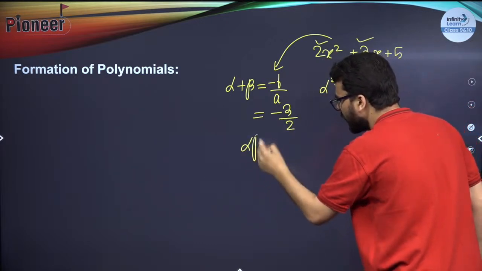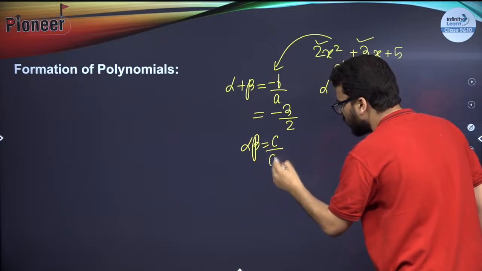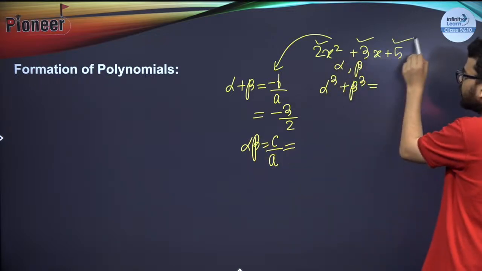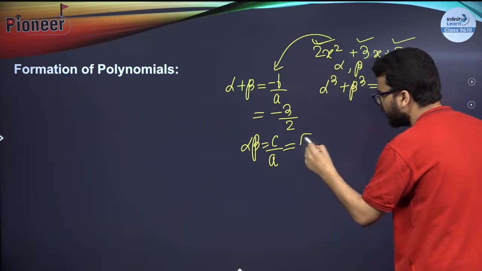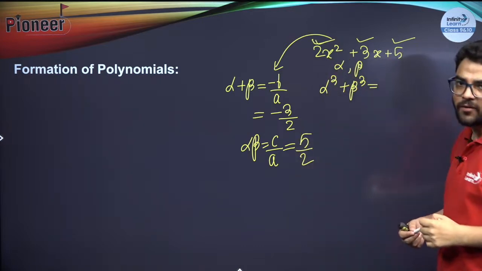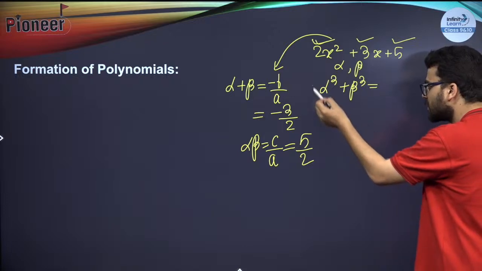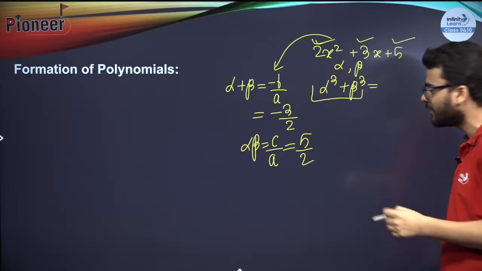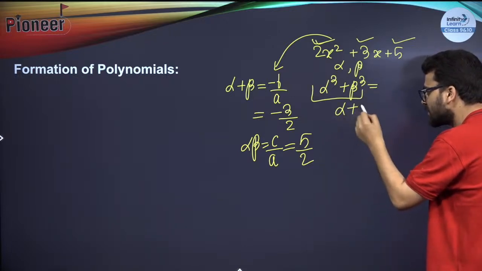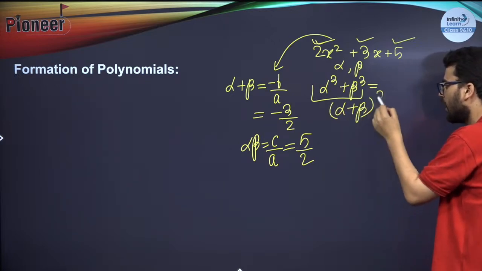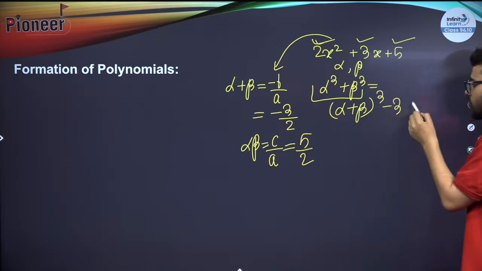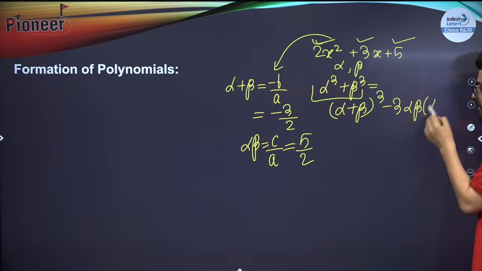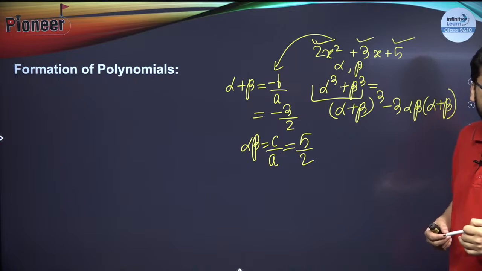And alpha beta over here is equal to c by a. That is the constant term and the coefficient of x square. So that is 5 by 2 over here. I hope it is clear. So alpha plus beta, the whole alpha cube plus beta cube, we have studied in grade 9 that it can be written like this: alpha plus beta, the whole cube minus 3 alpha beta into alpha plus beta. This is just an identity which you must remember over here, right? I hope this is clear.